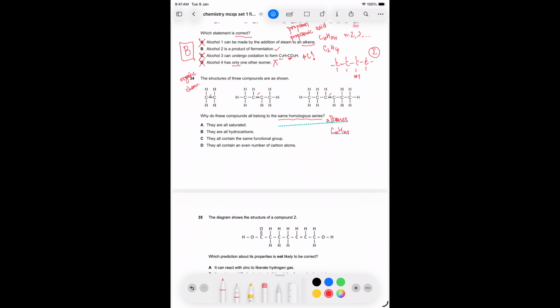So coming back, are they all saturated? No, they are unsaturated because of the CC double bond. So it's not true. They are all hydrocarbon? Yes, because they only contain carbon and hydrogen. You cannot have any third element involved. They all contain the same functional group? Yes, they all contain the CC double bond. They all contain an even number of carbon atoms? Not true, let me see. This has 2 carbon. This has 4 carbon. This has 6 carbon. Might be true, let me see.